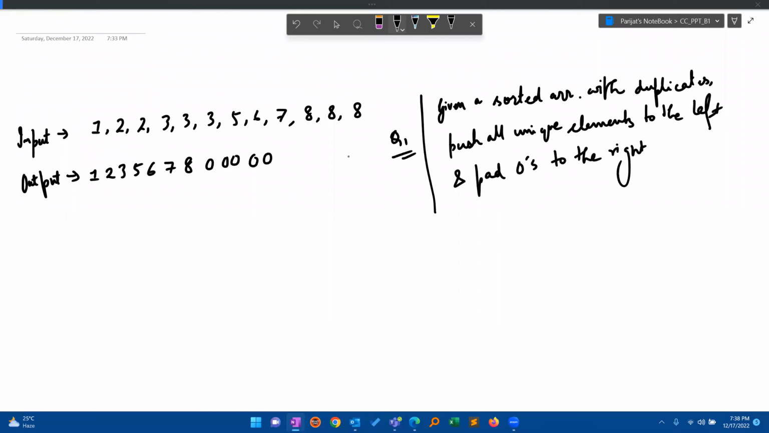So we have a sorted array with possibly duplicate elements. It might be that there are no duplicate elements at all, so you already have the answer with you. If there are duplicates, you have to push all the unique elements to the left, and to the right you have to put zeros, whatever the empty spaces are.